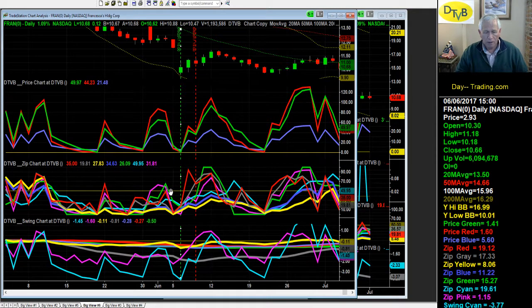Oftentimes when pink comes underneath green, as green goes up to 100, that's the day of the downtrend, or the start of the downtrend. That's a key signal for us. When pink has been out there by itself and all of a sudden green comes up to 100, then the next day price goes down.